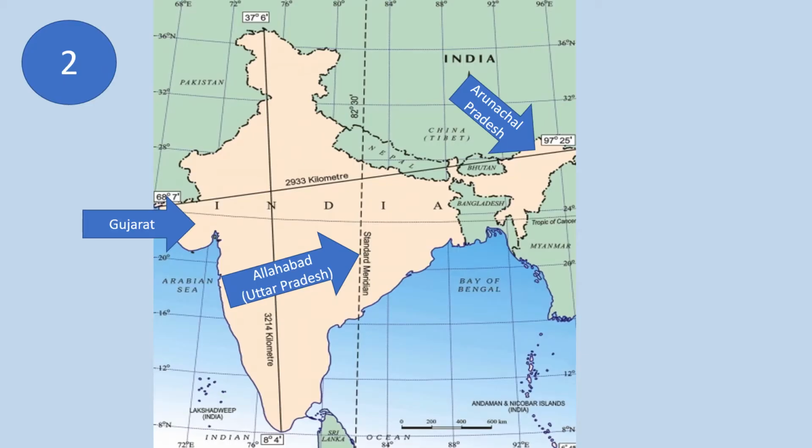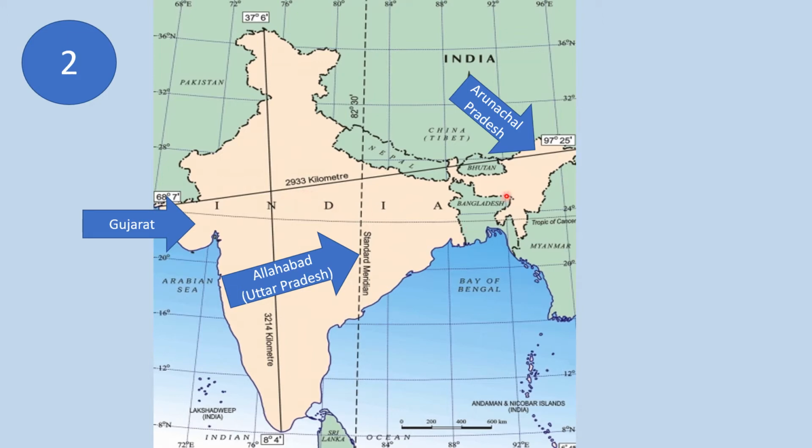Look at this map too. Our country India lies between 8 degrees 4 minutes to 37 degrees 6 minutes north latitude and 68 degrees 7 minutes to 97 degrees 25 minutes east longitude. So this is the latitudinal and longitudinal extent of our country. If you see from north to south, it covers a distance of about 3214 kilometers, and from west to east, it covers a distance of about 2933 kilometers.